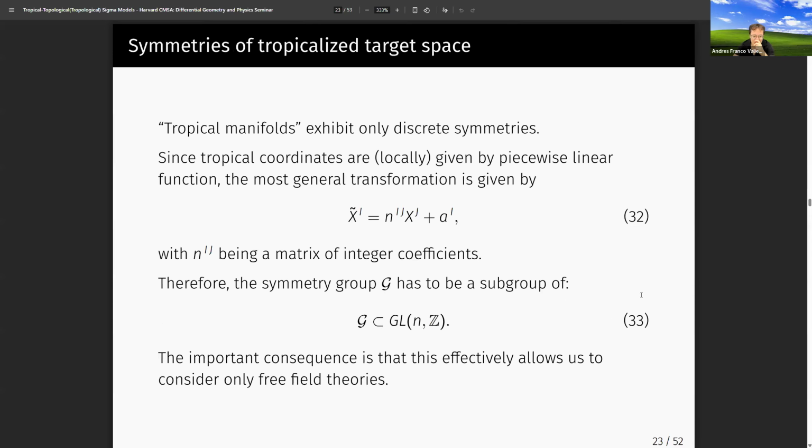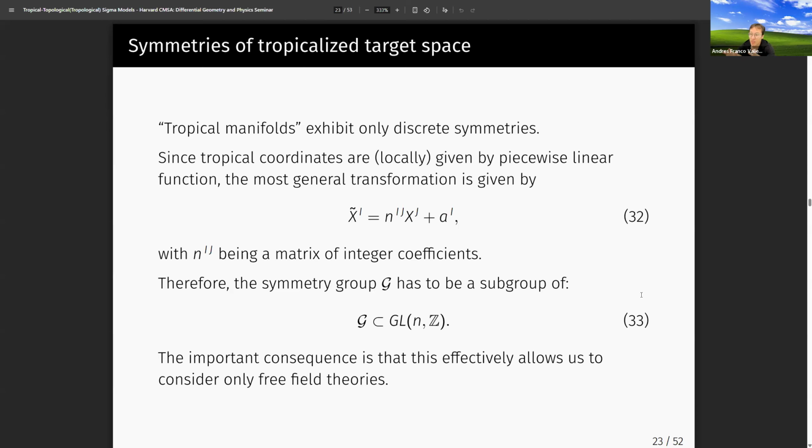And so the amazing thing about that is that we know that these tropical manifolds, since they're only really exhibiting discrete symmetries, we know that the only way in which you can relate these tropical coordinates to each other is actually by having general linear matrices that are integer valued. And what you can check is that if you try to construct any interesting interaction terms for the corresponding quantum field theory, you can't do it.